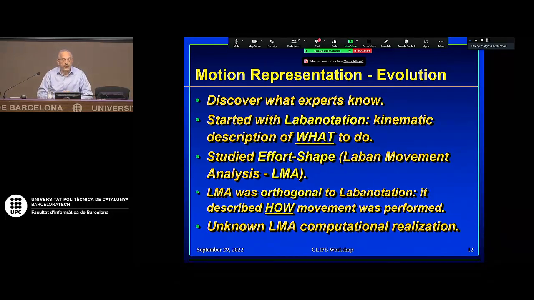So they built another system called Effort Shape or Laban Movement Analysis. And the problem with this is that it was highly descriptive. It told you how a movement was performed, but there was no computational basis. So the best example of this is if someone says, she made a threatening gesture. Well, you don't know what the gesture was, but you do know that however it was done, it was threatening. Okay? That's my best example. And Laban Movement Analysis was designed to capture this how and not the what, right?